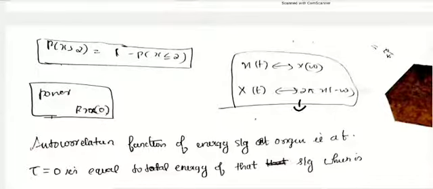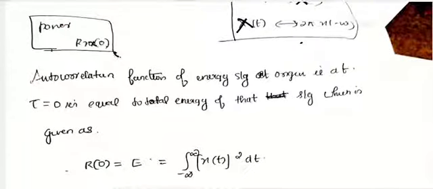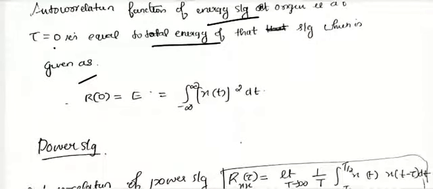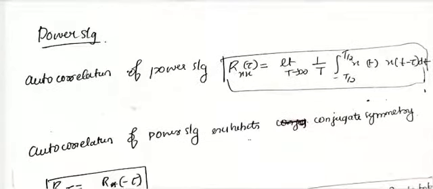And we know the duality property of the Fourier transform: if x of t has a Fourier transform X of omega, then X of t will have a Fourier transform of 2 pi into x of minus omega. And to find the power, we use Rx of 0. The autocorrelation function of an energy signal at the origin, that is at tau equal to 0, is equal to the total energy of the signal, which is given as this. So if it is an energy signal, Rx of 0 will give energy. If it is a power signal, Rx of 0 will give the power.